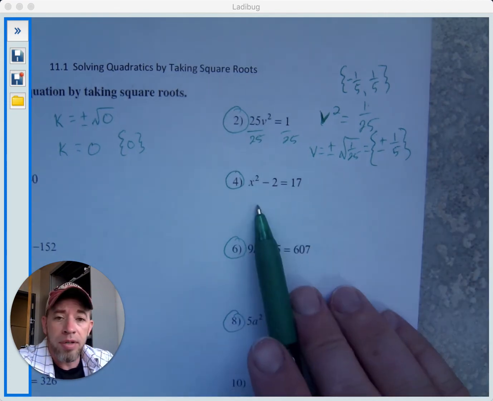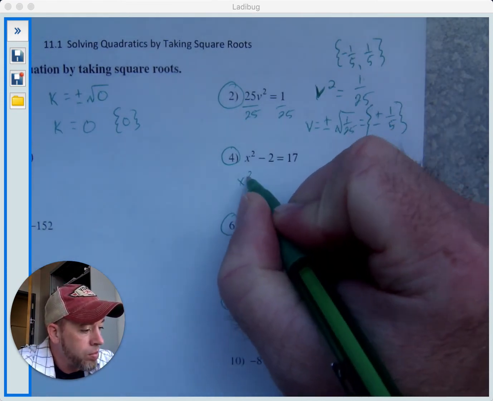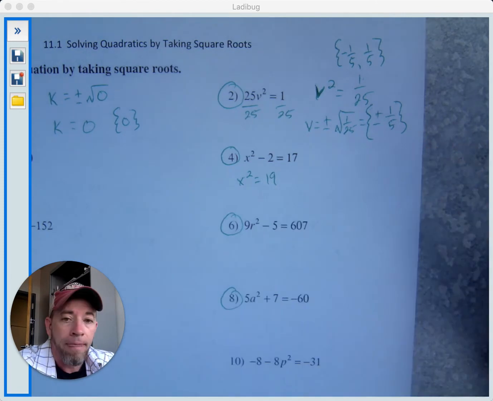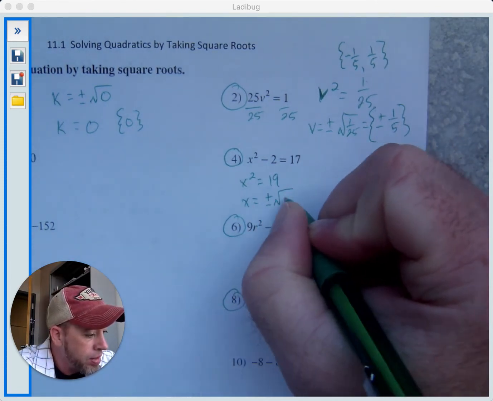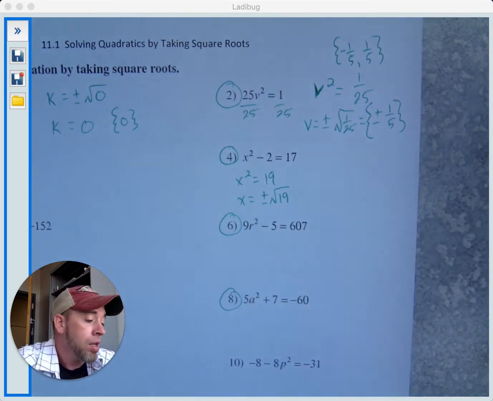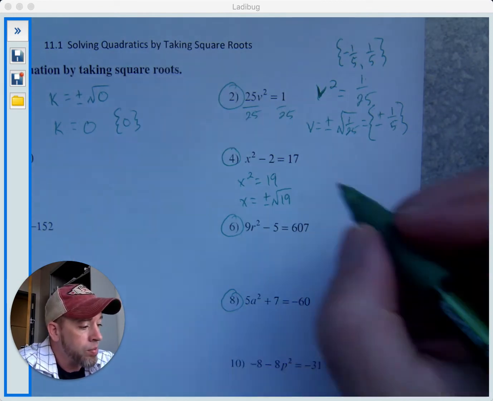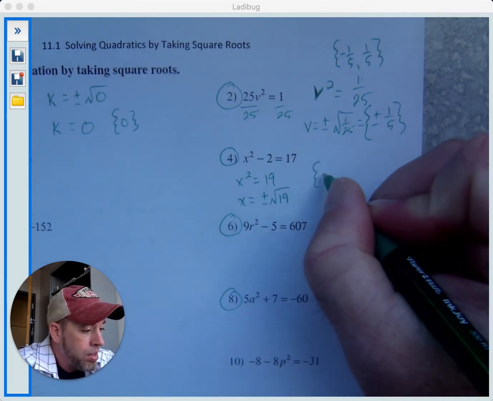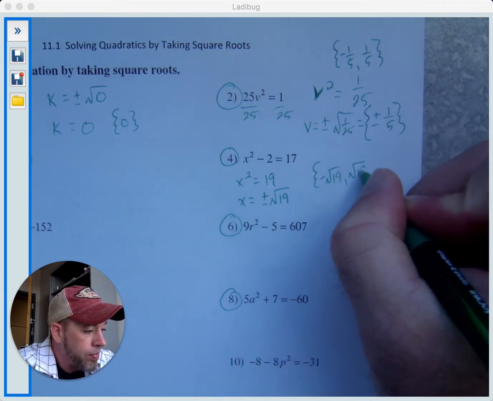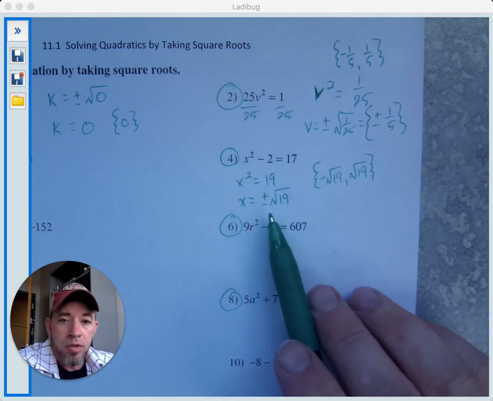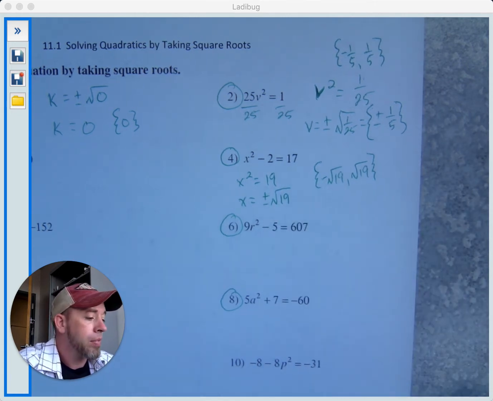Alright, let's do number 4. I circled that one also. So we're going to add 2 to both sides, right? So we have x squared is equal to 19, which means x is equal to plus or minus the square root of 19. Now there's nothing we can do with that, right? 19 doesn't have any perfect square factors, so this is a case where we just have our solutions, negative square root of 19 and positive square root of 19. Again, I think you can use the plus or minus if you want to instead of writing it this way, but you might check that out.